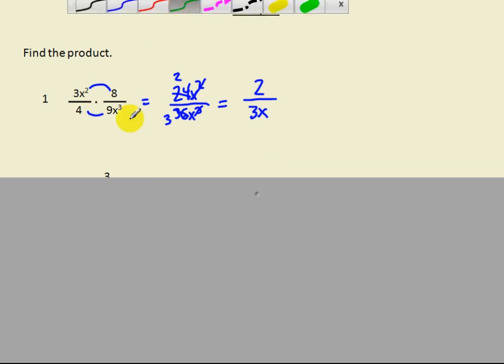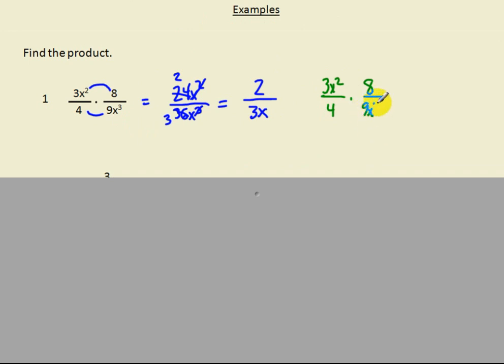Now notice that you could have done some canceling right away. So for example, if we look at writing this again, 3x squared over 4 times 8 over 9x cubed, we can go ahead and look across that multiplication, comparing the numerator here to the denominator here. I see that 3 goes into 9. So I'm going to cancel the 3. 3 goes into 3 once, 3 goes into 9 3 times. Likewise, we still have that same story with the x's. These two x's will cancel 2 out of the 3 x's here. We still have 1 left.